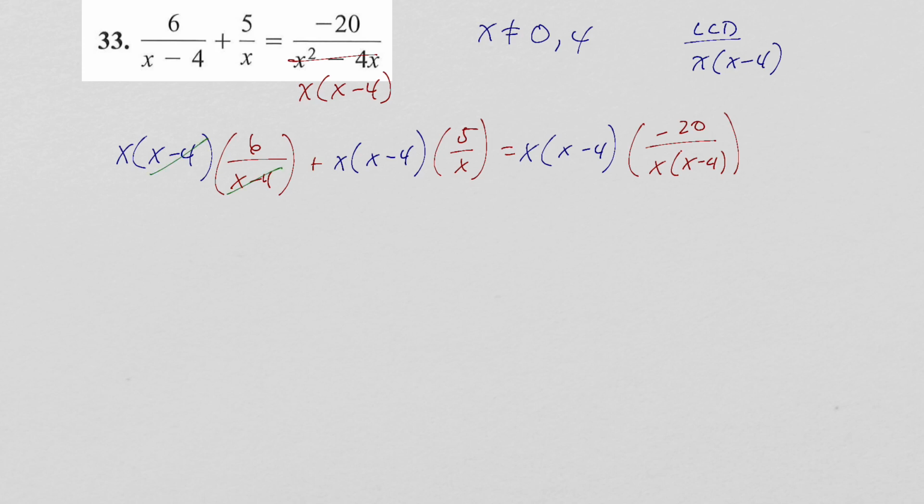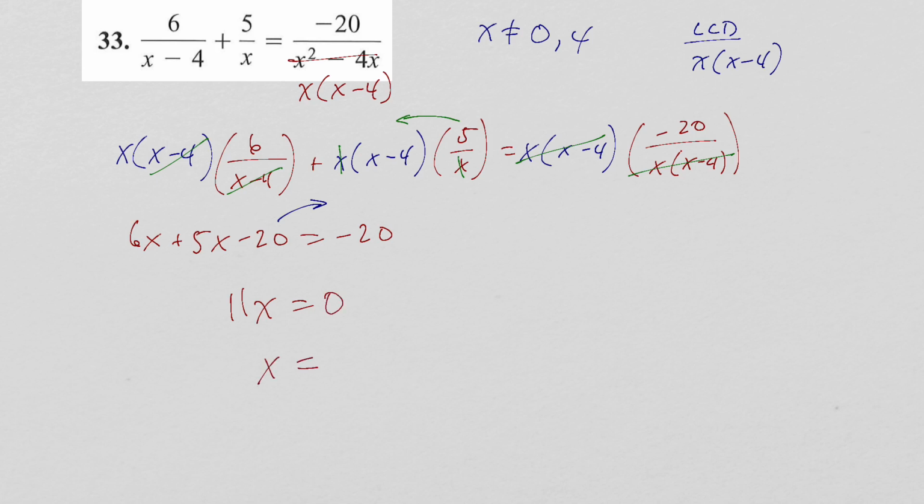Here the x minus 4 is canceled, and I'm left with 6x. Here the x's cancel, and I'll take the positive 5 and I'll just distribute it through there, and I'll get 5x minus 20. And then here, all of this cancels, so you're left with negative 20. This combines to 11x. I'm going to move the 20 to the right by adding it. Negative 20 plus 20 is 0, so x is equal to 0. But x equals 0 is one of our restricted domain values, so this has to be thrown out. So we end up with no solution.